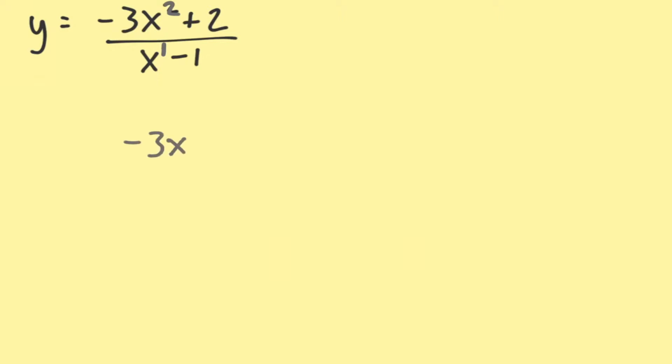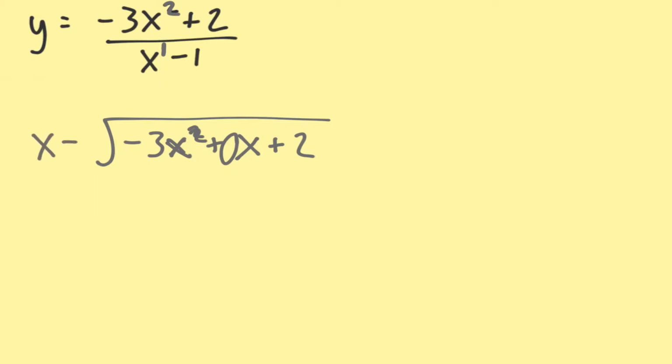Negative 3x squared plus, we need placeholders, that was an x squared. We don't have any just regular x's, x to the 1, so we need to add that in, 0x plus, and then our constant 2, divided by x minus 1. So you start by looking at your first terms. x times what is negative 3x squared? That's negative 3x. And then distribute.